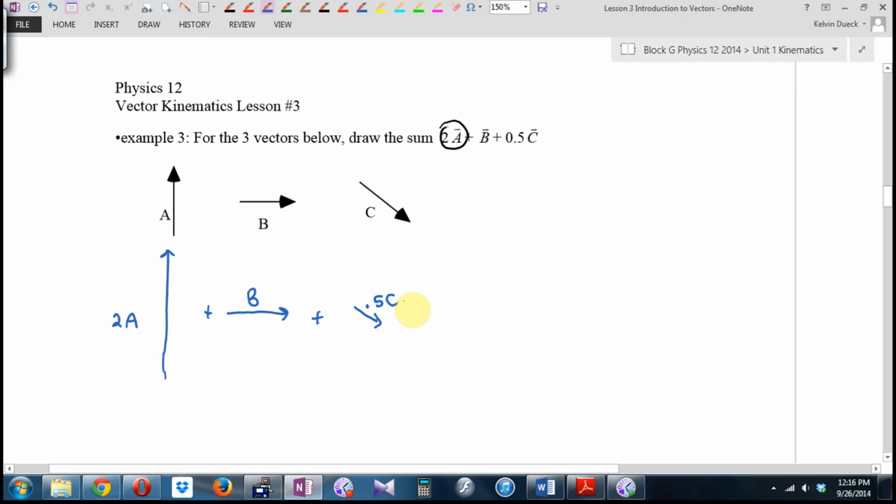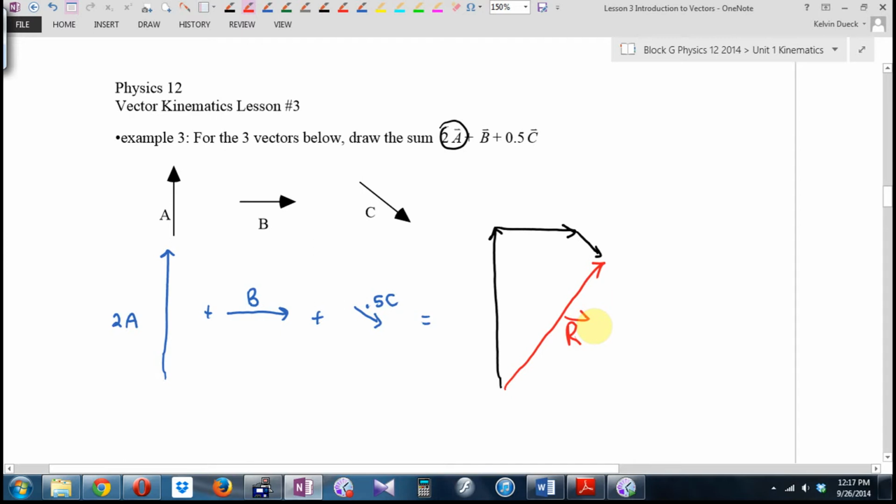So there's two ways I can think about this. As a picture, it's going to look like this. 2a plus b plus half of c. There is your resultant, something like that.